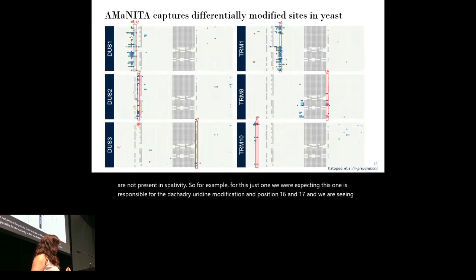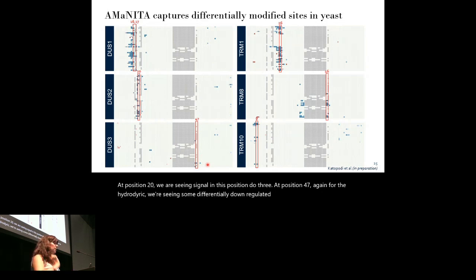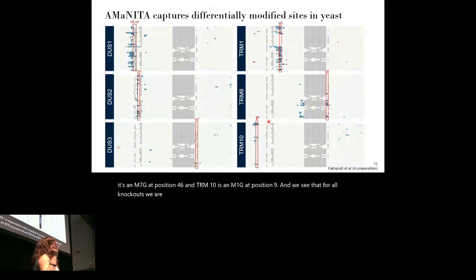DUS2 is responsible for, again, dihydrouridine at position 20. We are seeing signal in this position. DUS3 at position 47, again, for dihydrouridine, we're seeing some differentially downregulated modifications at this position. TRM1 is responsible for M22G at position 26. We are seeing signal at this position. TRM8, it's an M7G at position 46, and TRM10 is an M1G at position 9. And we see that for all knockouts, we are getting a signal at this position.